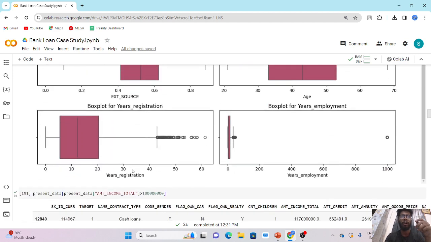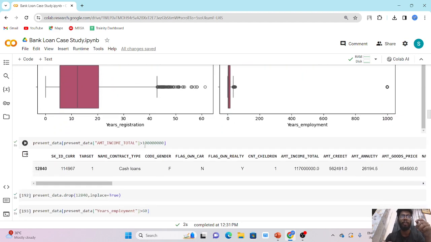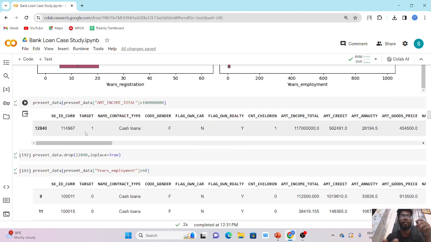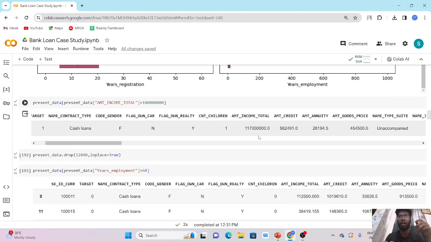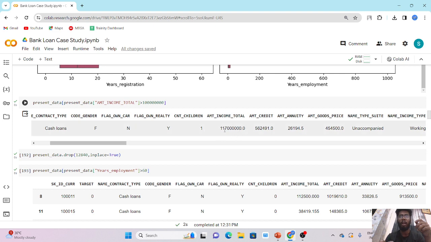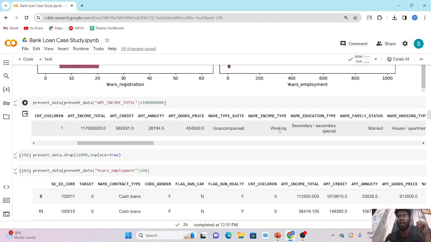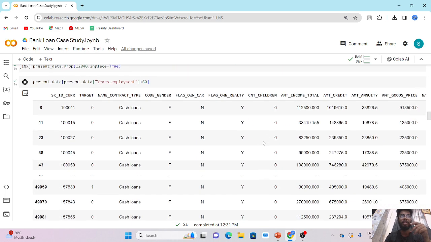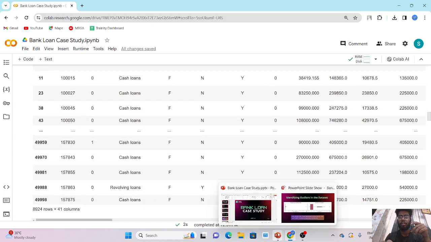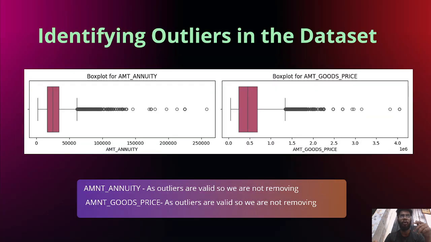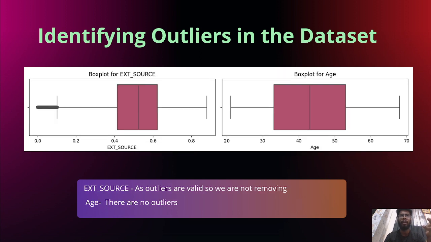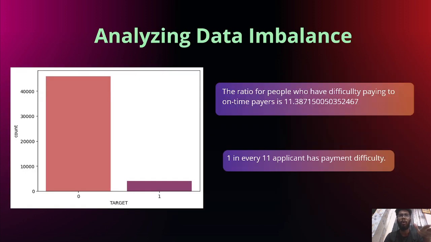We rejected values of more than 100 million. There was one row which had the amount income total of 117 million, so we deleted this. Next, for amount annuity and amount goods price, we are not deleting any outliers, so they are valid points. For the external source columns, they are also valid points. In the age column, there are no outliers.